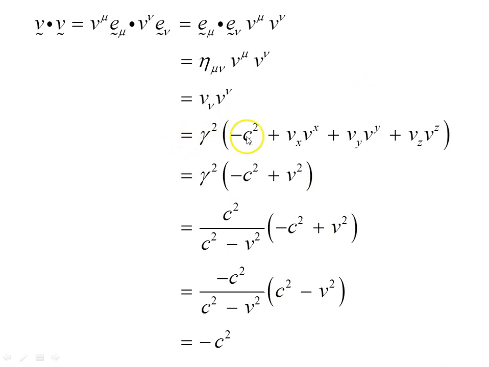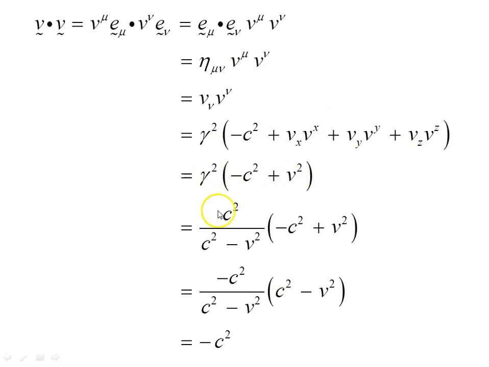That gives us gamma squared, this object here. If you remember the previous page, what each of these components were, v mu: the upper ones were the vx, vy, vz and a plus c. And by lowering the index, we get a minus c factor, and then we'll have v lower x, v lower y, v lower z. Now, this object here is just v squared. It's just the square of the speed. The spatial part here is just the square of the speed, so we have minus c squared plus v squared.